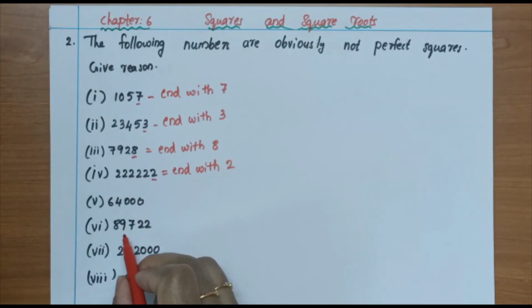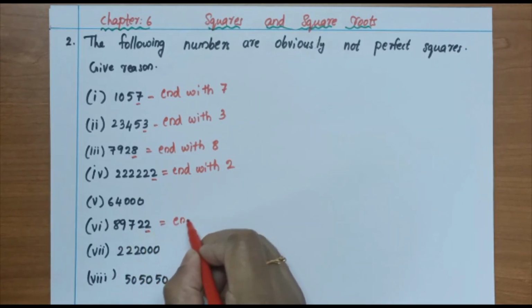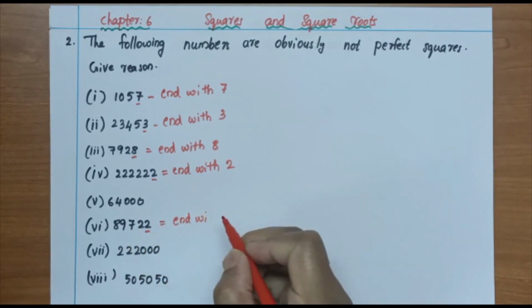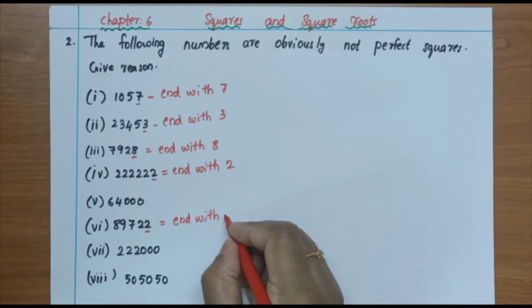Okay. Now question number 6. Also the reason is the same. This is ending with 2. That's why 89,722 is not a square number.